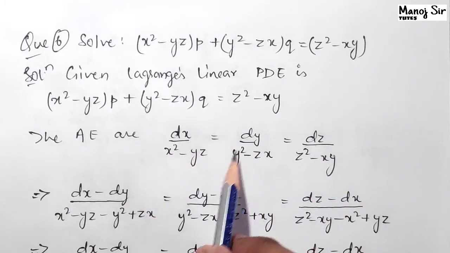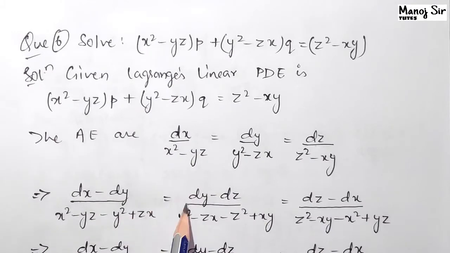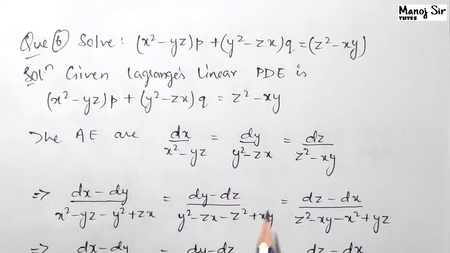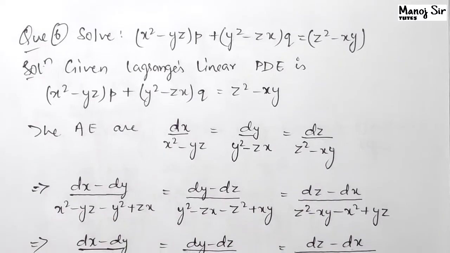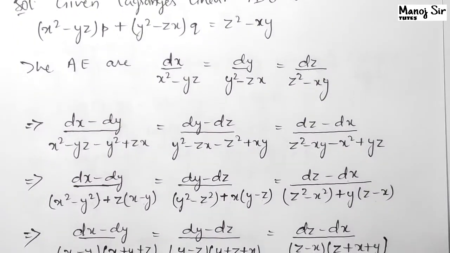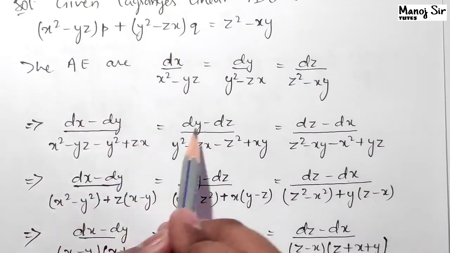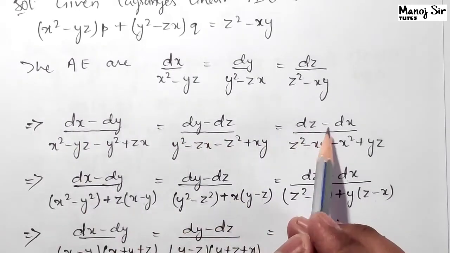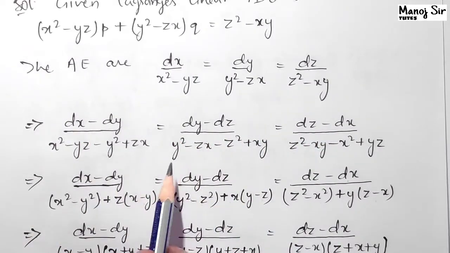Here we have dx minus dy upon this minus this, equals to dy minus dz upon this minus this, equals to dz minus dx upon this minus this. Now simply try to solve this. Now the numerator part is the same. In all the three fractions, the numerator part is the same. There are certain changes in the denominator part.